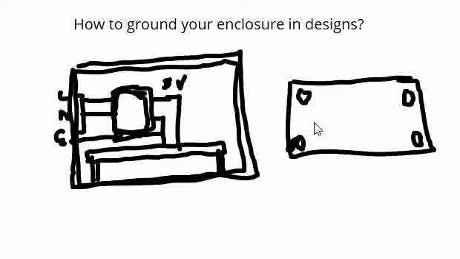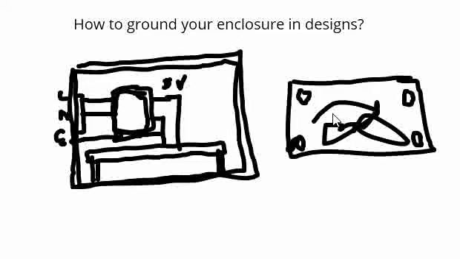So the ground path on this particular PCB should be routed to these mounting holes, and these mounting holes will have screws. With a screw, the ground gets shorted to the enclosure. So that's how the ground path will be routed. This helps us in better noise, EMI, EMC performance.